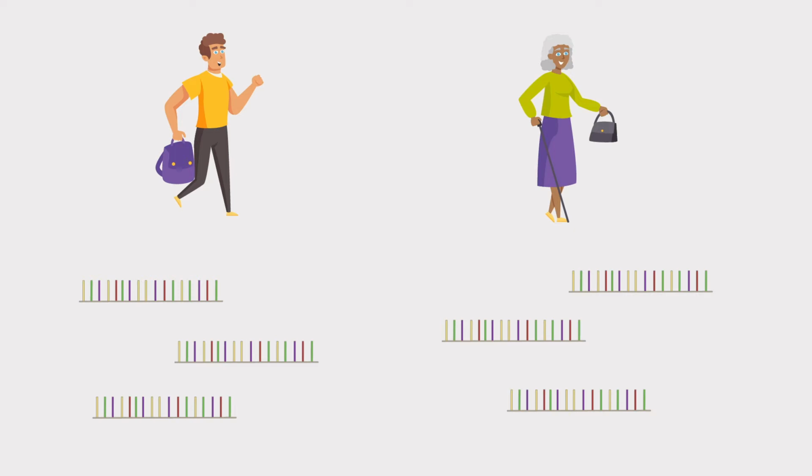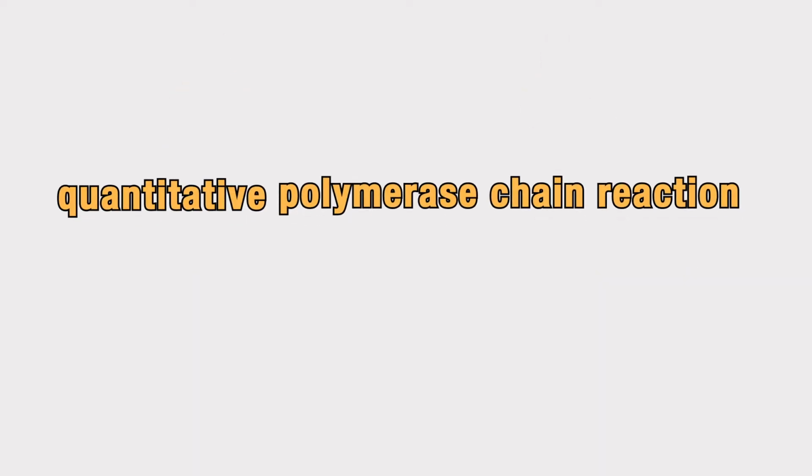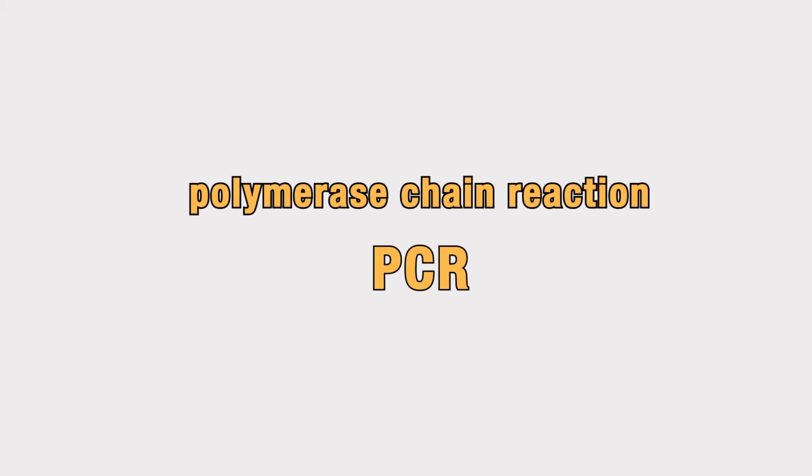The technique we're going to utilize to do this is called Quantitative Polymerase Chain Reaction, or qPCR. Let's take a look at how this technique works. qPCR is a special variation on the traditional version of the polymerase chain reaction, or PCR, method. So let's briefly review the basics of how PCR works.